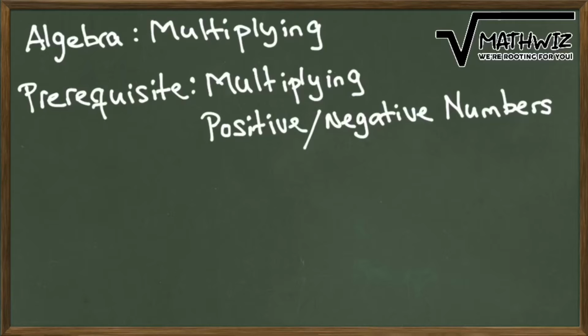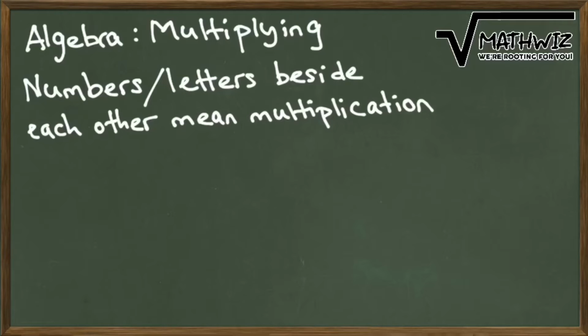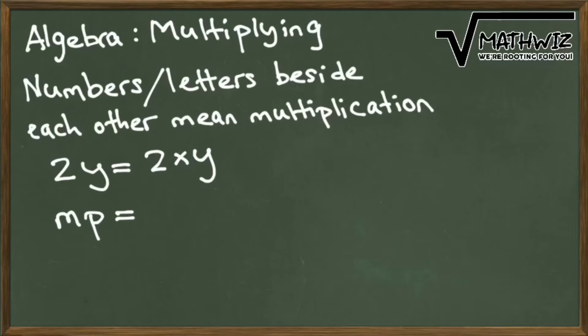Okay, so provided you have done that, we can go into today's lesson. To start today's lesson, we would have mentioned this in some of our other videos. However, let us just go ahead and repeat that numbers or letters beside each other without any signs in between mean multiplication. So for example, if you see 2y, you are supposed to know that this really means 2 multiplied by y. Let us say you have MP, that is really saying M multiplied by P.